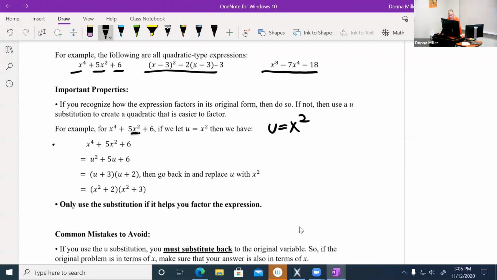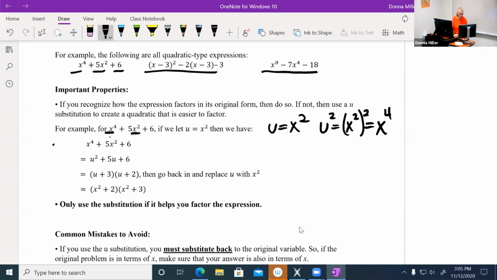So what happens is that I'm going to square u. So u squared would be x squared squared, which using my exponent rules would be x to the 4th. So you see that by doing that, this guy right here is u squared. By substituting u equals x squared everywhere I see it, I'm going to replace x to the 4th with u squared, and then 5x squared with 5u, and then plus 6. Once I've made that substitution, now this looks a lot easier.